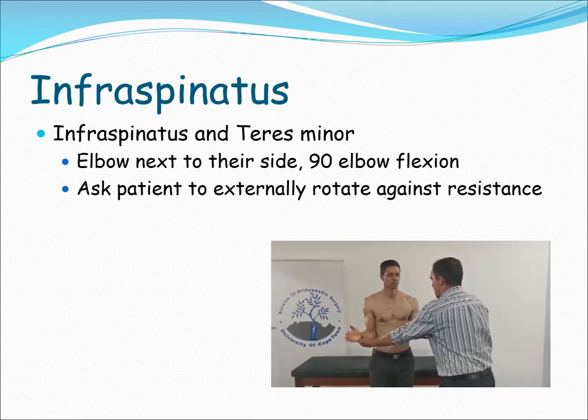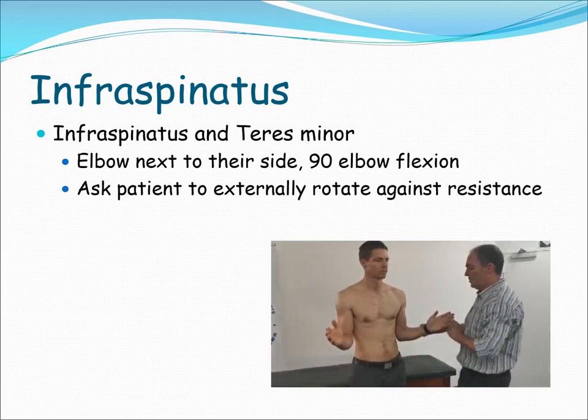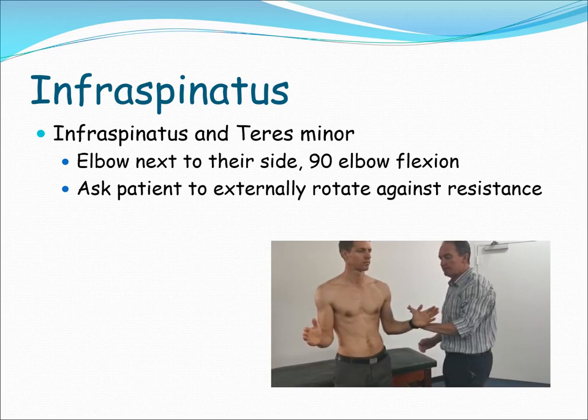The next test is for infraspinatus. You ask the patient to keep their elbows by their side with the elbow flexed up to 90 degrees and then ask them to externally rotate against resistance as shown in this video. You may also check it individually by pushing against the arm and palpating the muscle to see if it is contracting. If there's any pain and weakness, this may suggest a tear.